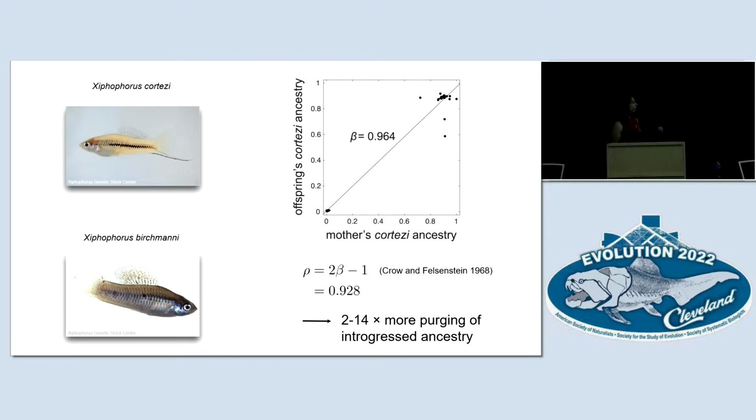Now this system of strong premating isolation is an interesting one to think about. This is a case, as I said, where premating isolation is strong. Introgression is rarely going to happen. But when it happens, that introgressed ancestry is going to be purged rapidly and efficiently. And that purging is going to be very much enhanced by the action of the bundling effect.